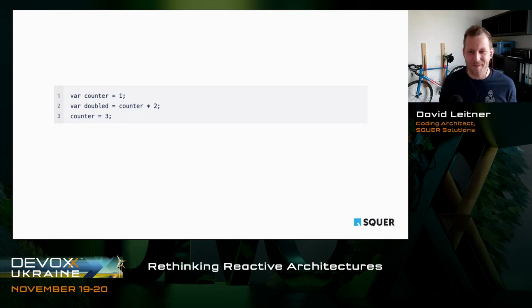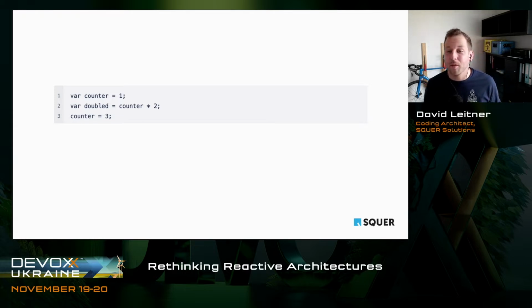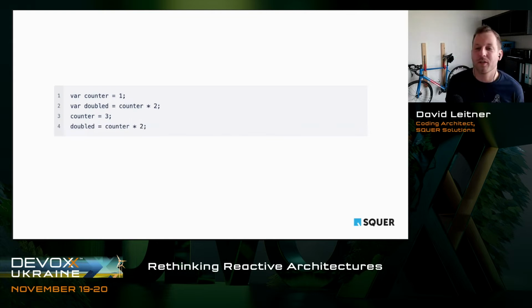And now the magic is happening, right? We set counter to 3. And the question I usually ask is then, okay, what's the value of double now, right? And then people think for 2 or 3 seconds at most, and then they say, well, the value of double is still 2. And of course, you're right, because if we want to change the value of double, we need to reassign it again after setting the new counter.